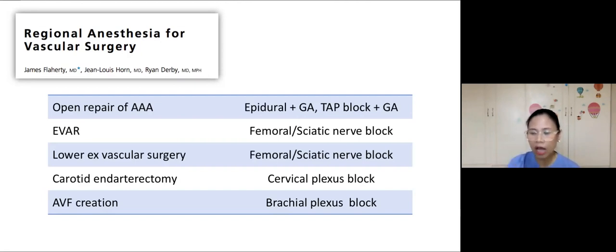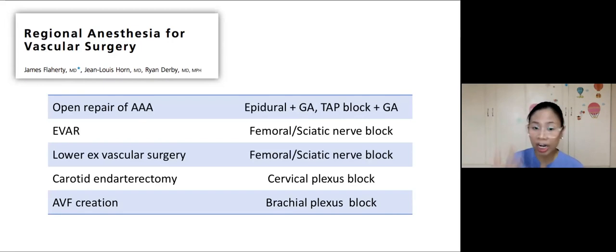But right now, a brachial plexus block, if utilized for AVF creation, leads to more successful fistula creations because of the sympathectomy, the venodilation that results from the sympathectomy. Okay, so they say that there's more successful AVF creation if the patient is given a brachial plexus block.